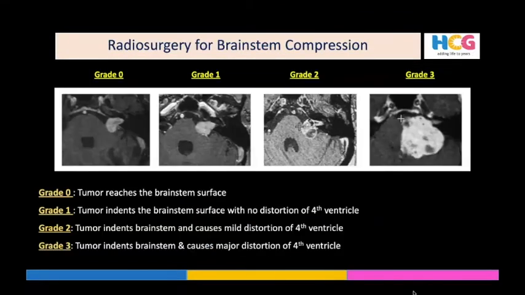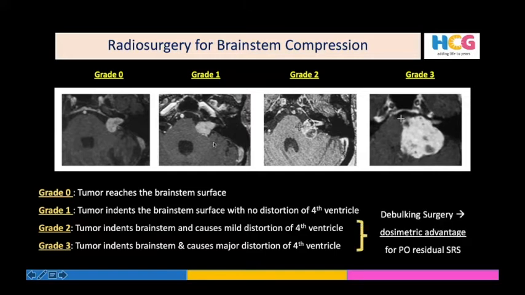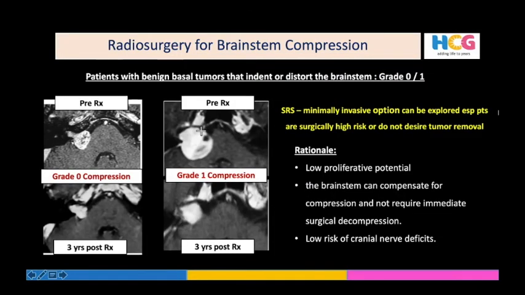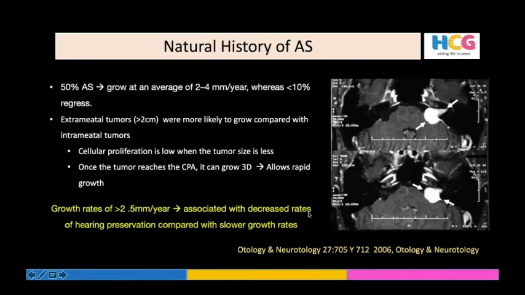Now, brainstem compression also we need to keep in mind is graded into different types: grade 0 when the tumor just reaches the brainstem surface, grade 1 when there is no distortion, and grades 2 and 3 cause a mild and a major distortion. Typically, whenever you have a lesion which is just kissing the brainstem or without any distortion, radiosurgery can be contemplated, but definitely not in this particular clinical context. Radiosurgery is an option. So it is either in grade 0 or grade 1 that we do radiosurgery, and this is the typical outcome that you see right in there.